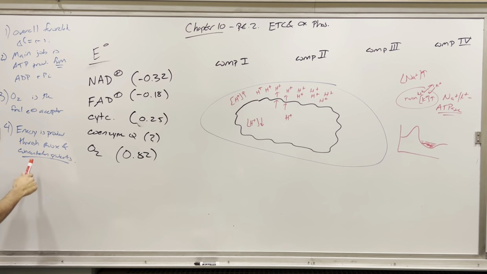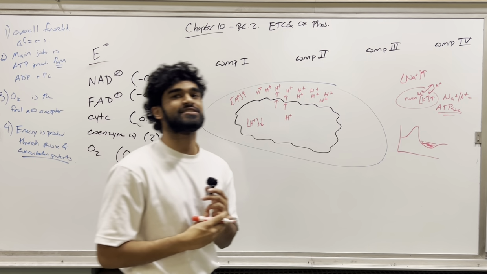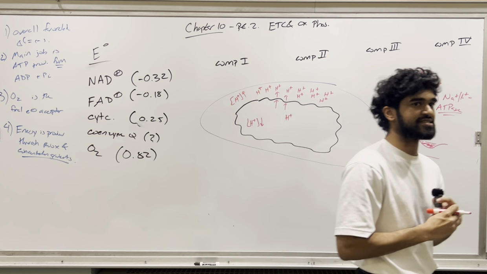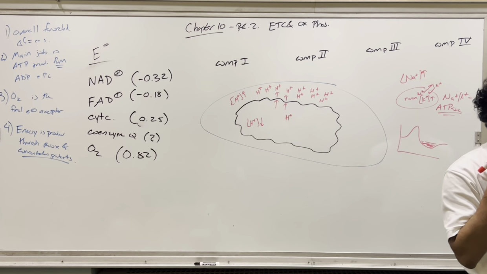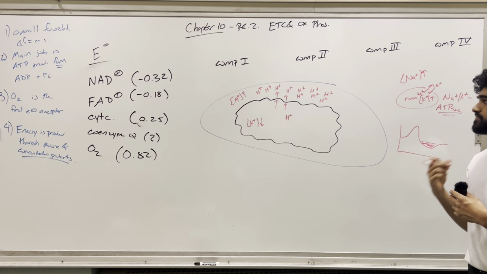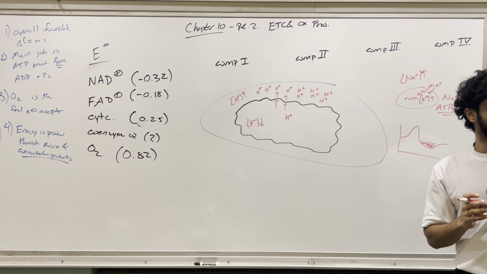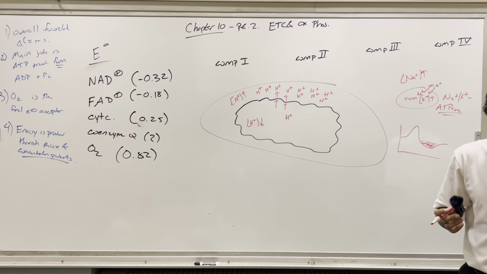Energy is produced through concentration gradients and redox. We use reduction and oxidation reactions to produce energy that is favorably coupled to the pumping of hydrogen ions out into the intermembrane space against their concentration gradient. That makes sense, yeah?